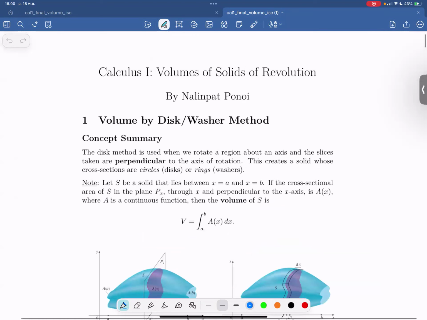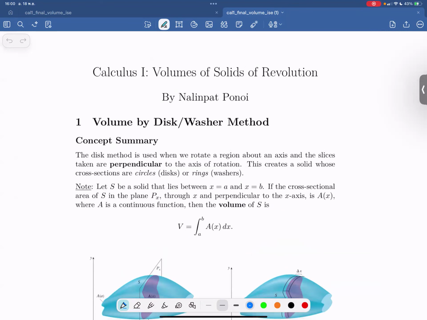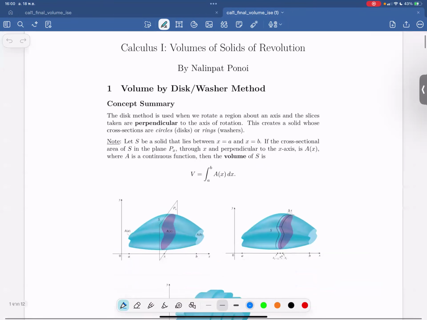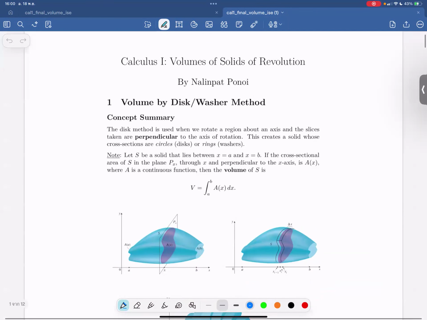So for the tutoring on my part, it's about the volume of the solid of revolution. The outline here is: the first one is the volume by the Disk and Washer method, and the second one is the volume by the Cylindrical Shell method.